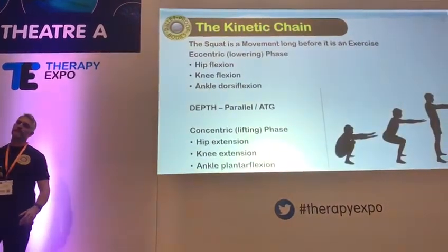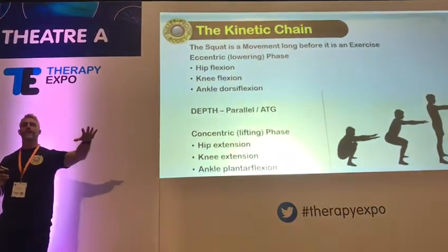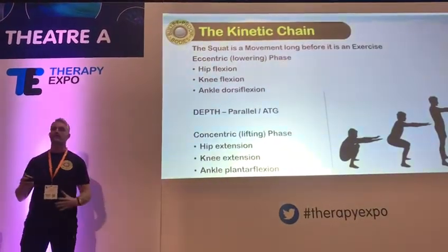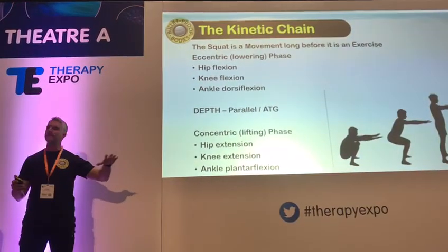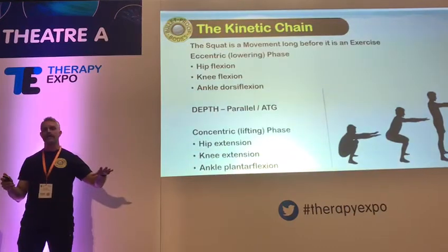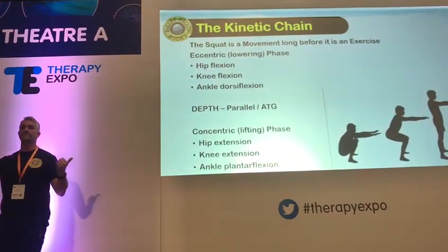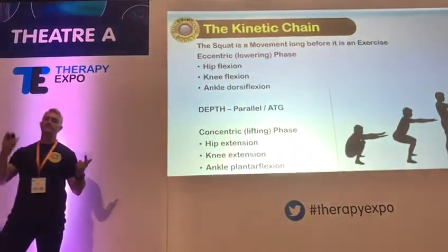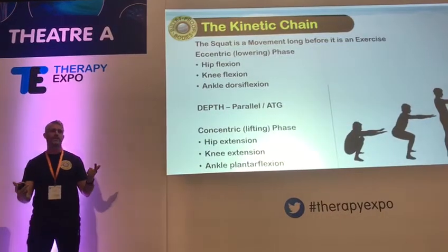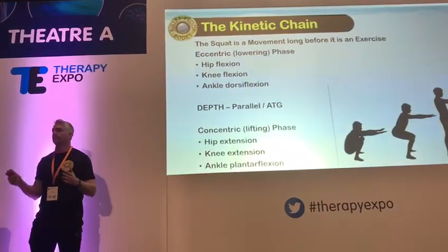So if we break the squat down into 3 stages, we've got the eccentric phase, which is the lowering phase, where you've got triple flexion. Then we've got depth, and there's a big debate about depth. You can either go breaking parallel, that's when your hips go below your knees, or you can go what we call arse to grass, which is your full natural depth. The big debate about how deep you go. How deep you go depends on what you want to do.